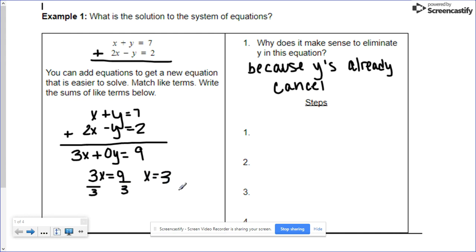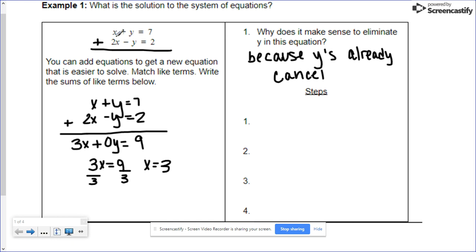Okay, so that's half the battle because now we figured out what x is, but we still have to figure out what y is. So to figure out y, you're just going to pick one of the original two equations that they gave you. I'm going to choose the top one because it is easier. And I'm going to plug in a 3 everywhere I have an x. So instead of x plus y equals 7, it would actually be 3 plus y equals 7. And I'm going to get y by itself. So that means y equals 4.